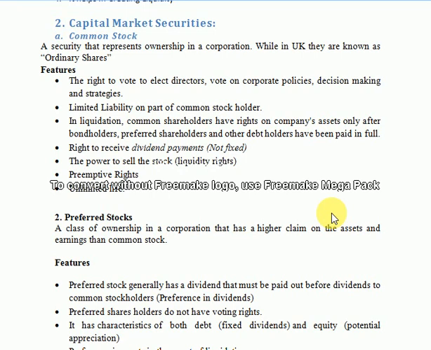So, what is common stock? Common stock is that type of security where an ownership right is given to investors.